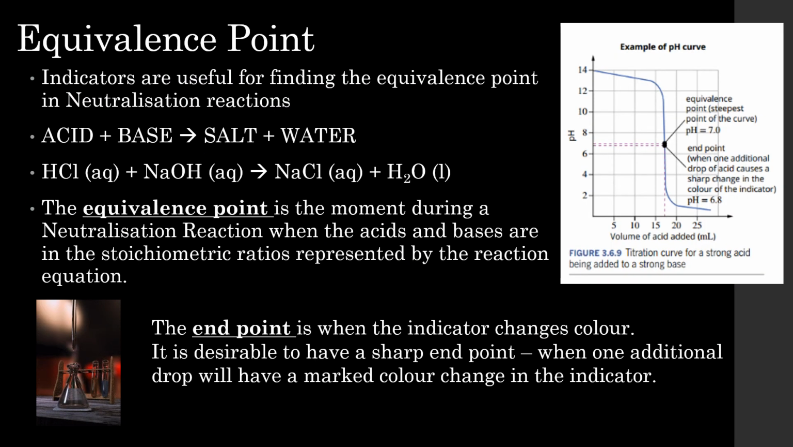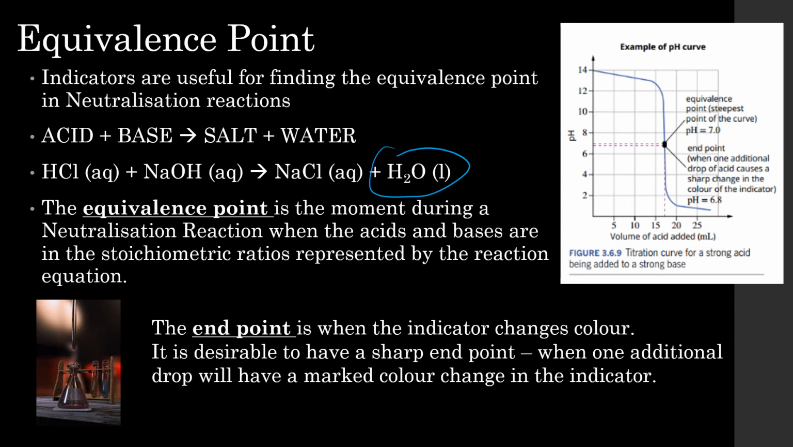Now the equivalence point is where we're heading with this, and the end point. This is a very important concept for you to get your head around, especially when we move into volumetric analysis and titrations. So indicators are useful for finding the equivalence point in neutralization reactions. Remember, a neutralization reaction is when you add an acid and a base together. You're going to get a neutral solution. So if I add a strong acid and a strong base, I'll get a neutral solution, and in this case, it should end up at a pH of 7.